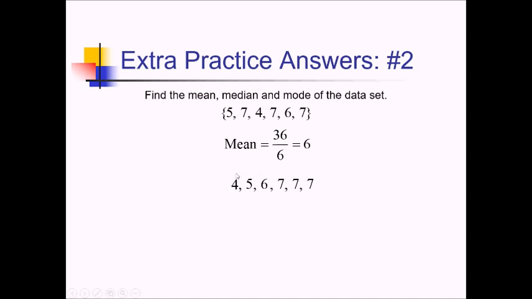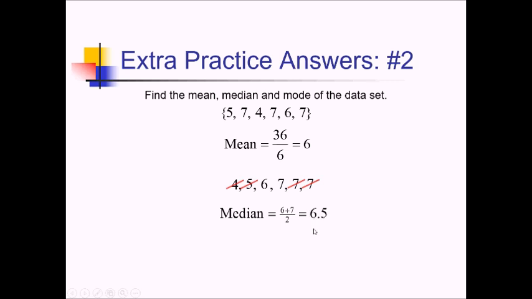So I'll just cross off numbers at the ends until I get to my middle number. So we have a 4 and a 7 we can cross off, and then the 5 and the other 7. And that leaves us with 6 and 7. Now, if there's 2 numbers in the middle, again, we have to take the mean of those numbers. So our median is going to be the mean of 6 and 7. 6 plus 7 divided by 2. That's 13 over 2, which is 6.5.